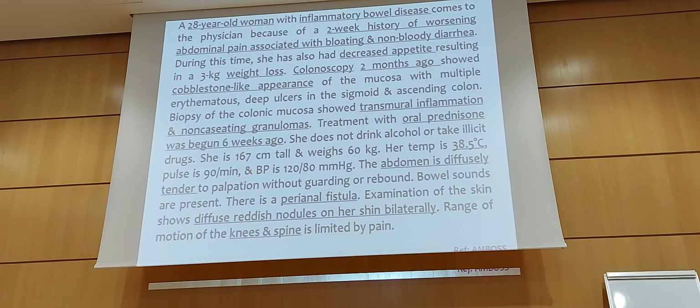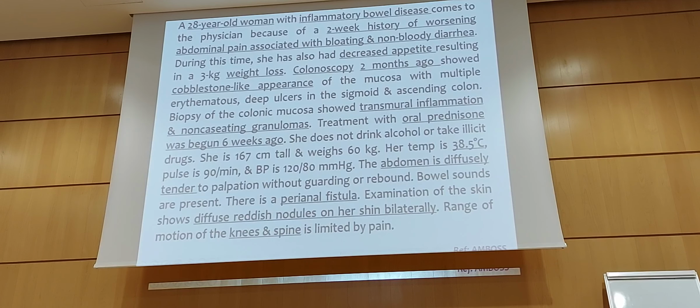So what is this? And what sort of appearance is associated with ulcerative colitis? Pseudopolyps, and there's a loss of haustra, so lead pipe appearance. But here the appearance of mucosa is with multiple edematous deep ulcers, because it's transmural, and it can involve the sigmoid and ascending colon as well.